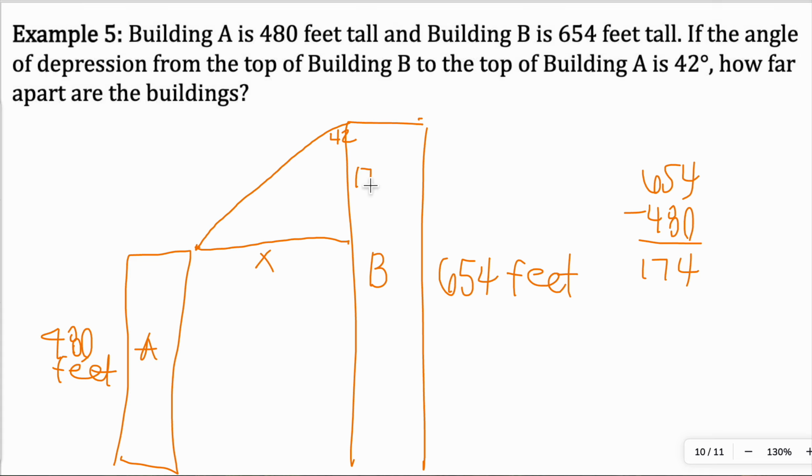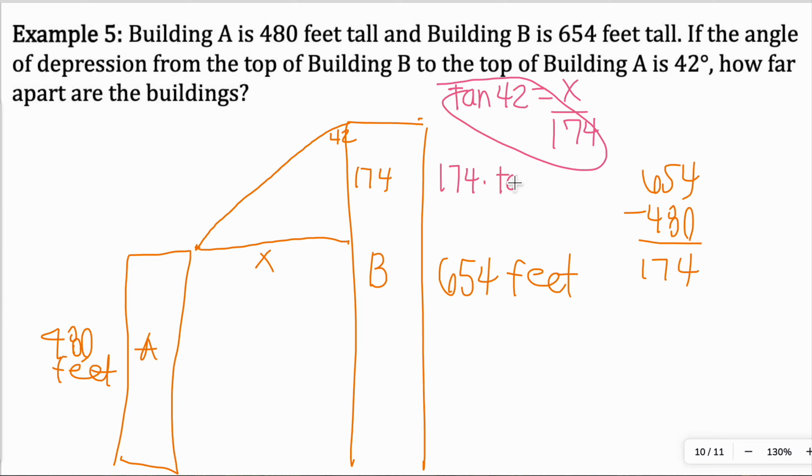174. So now I can use opposite over adjacent, so tangent of 42 one more time. Tangent 42 is equal to opposite x over 174 adjacent. So I'm multiplying tangent 42 times 174. And I'm going to get about 156.7 feet. So that'd be this.